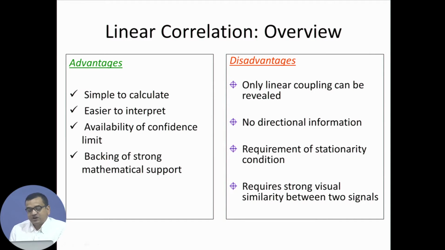So it is very simple to calculate. It's easier to interpret, and there is strong analytical support, so you can calculate the confidence limit. But there are some disadvantages: you're only looking for linear coupling, and there is also no direction of information. So if the signals x and y are correlated, you cannot tell whether information flows from x to y or from y to x, and you need the signal to be stationary. And most importantly, you really need the two signals to look very similar.